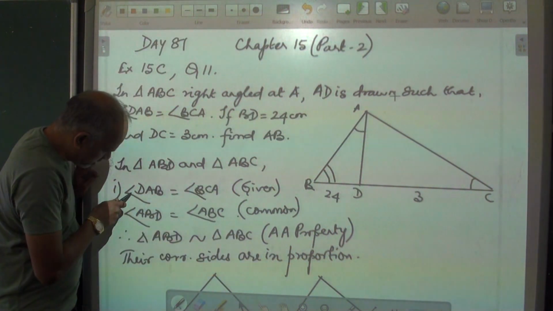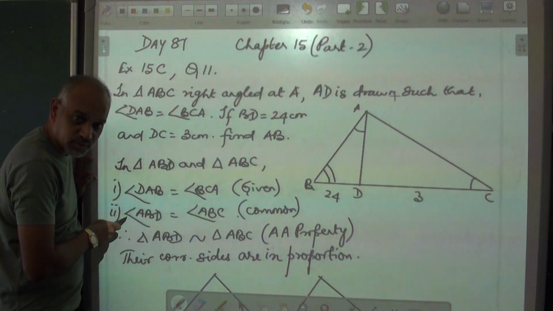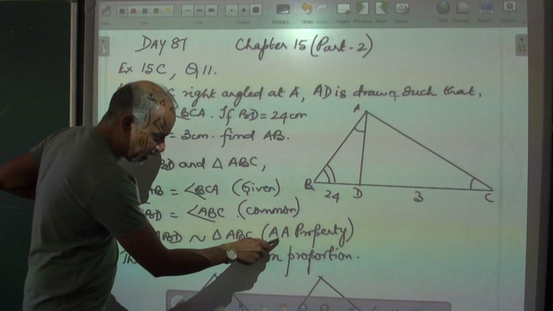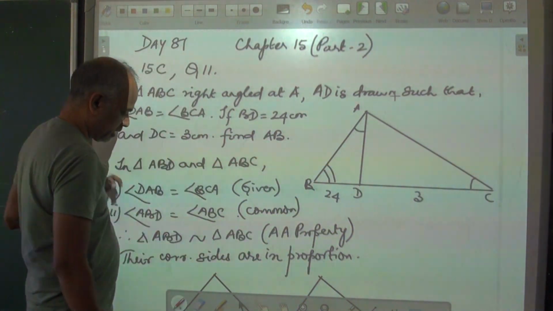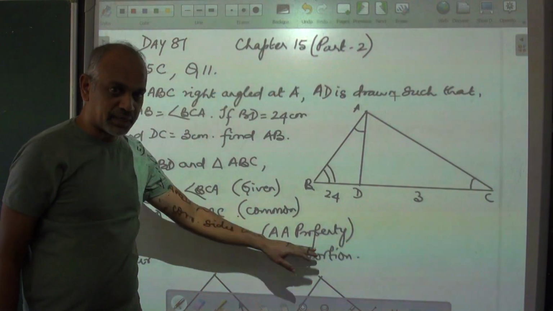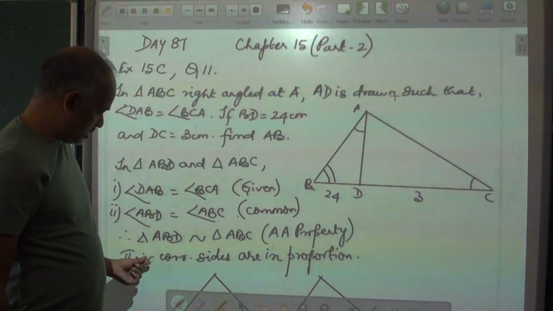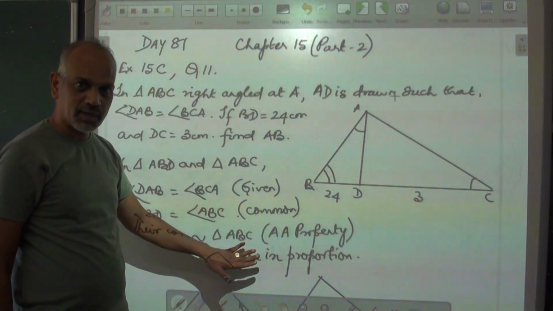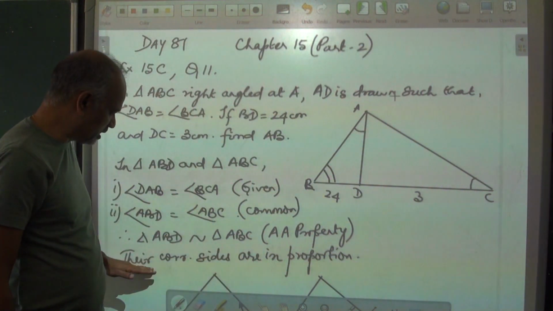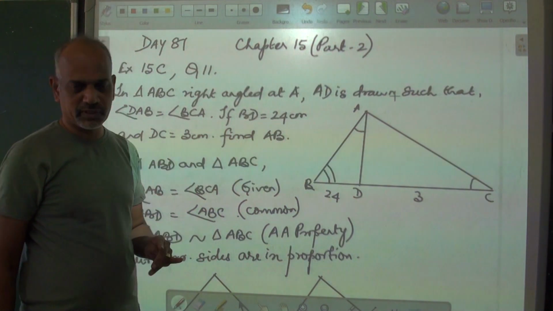By this marking is angle, this marking is also angle. You write AA property, or you can write AAA property. Now that you know that these two triangles are similar, their corresponding sides are in proportion. Immediately after proving similarity, you will write this. Their corresponding sides are in proportion.